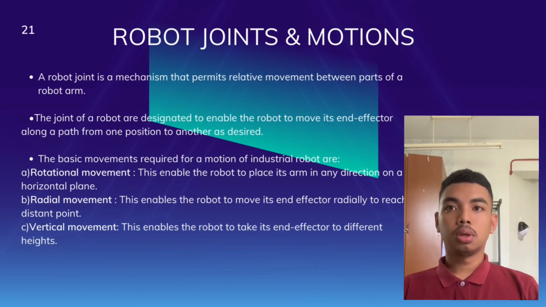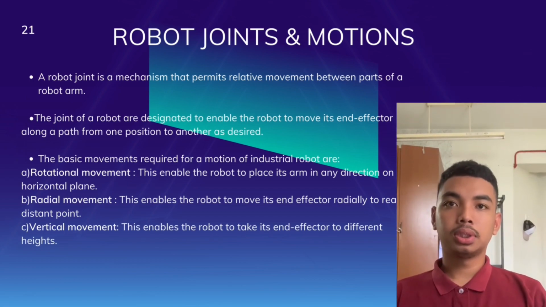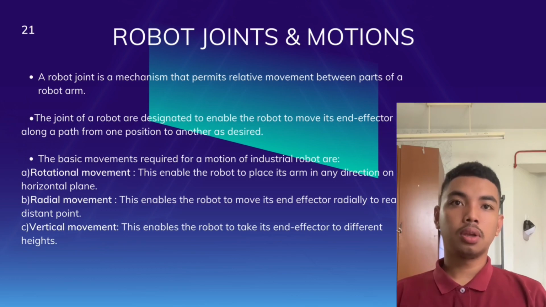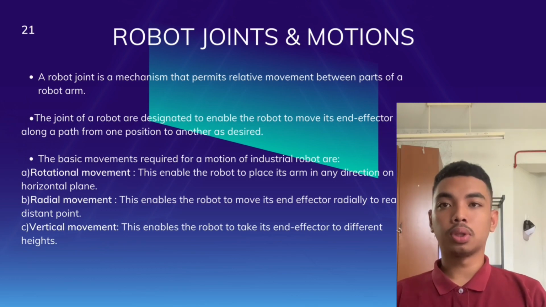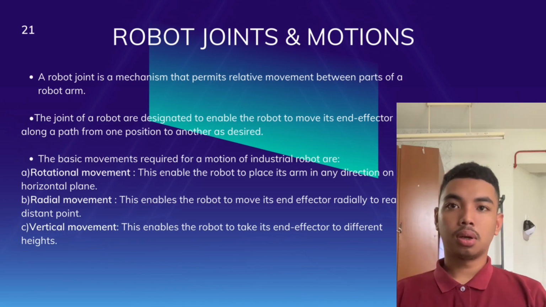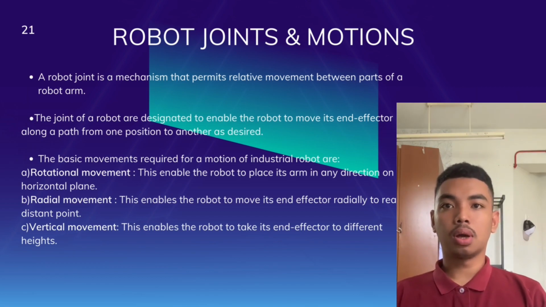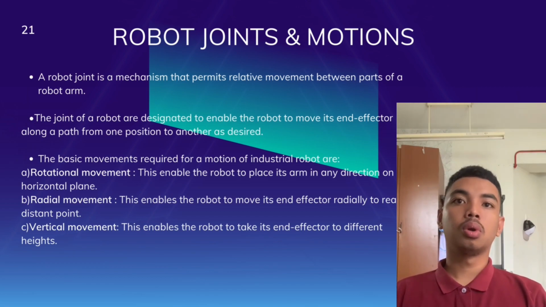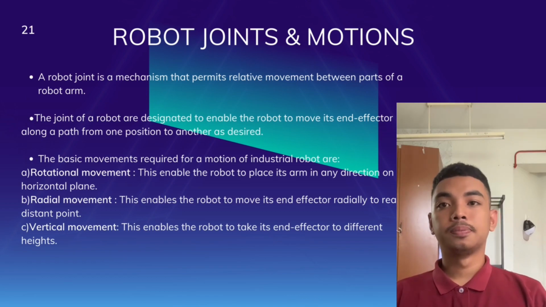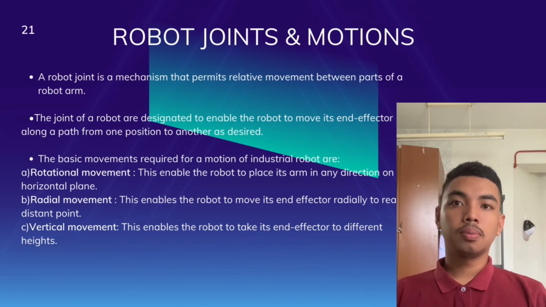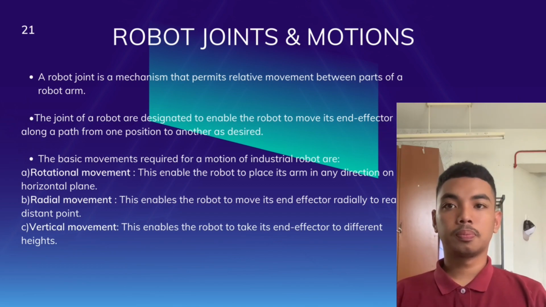Robot joints and motion. A robot joint is a mechanism that permits relative movement between parts of a robot arm. The joints of a robot are designed to enable the robot to move its end effector along a path from one position to another as desired. The basic movements required for motion of an industrial robot.